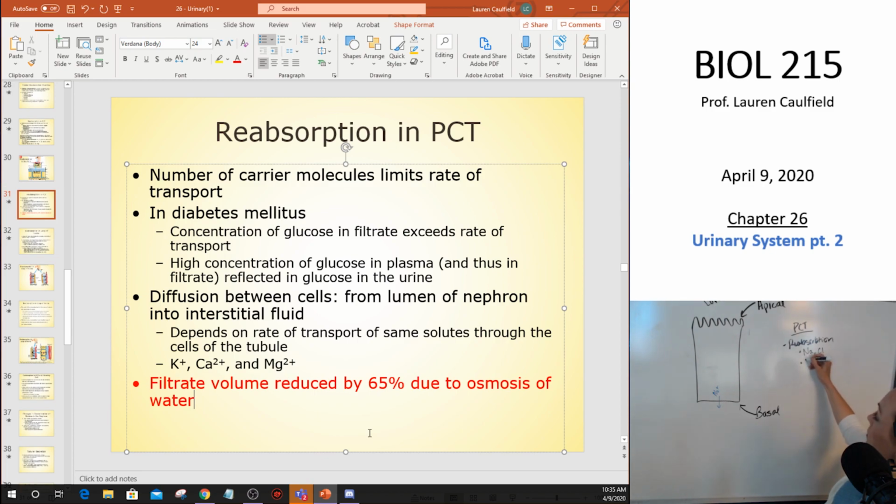We're reabsorbing glucose and amino acids, our nutrients and building blocks. And because we are reabsorbing all of these solutes, we are going to reabsorb lots and lots of water. So this is a good way to start with your organization of what's happening in each segment of the nephron. All right.